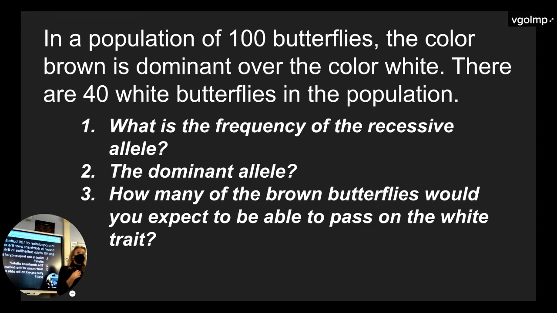Percent that have homozygous recessive, right? That recessive trait. So I know there are 40 white butterflies, and how big is my population?